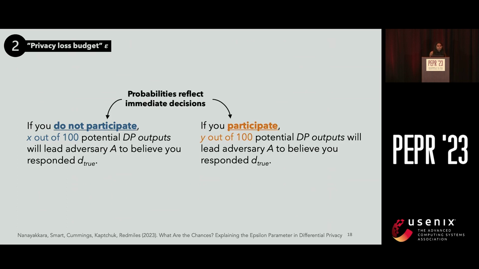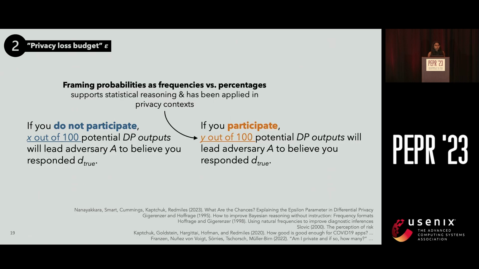I want to point out that we intentionally show probabilities corresponding to immediate decisions that people can actually make, so sharing data versus not sharing data. And in this way, people have information that aligns with the choices in front of them. We also frame probabilities as frequencies instead of percentages, so we say 5 out of 100 versus 5%, because research has found this framing helps people reason about probabilities more effectively.